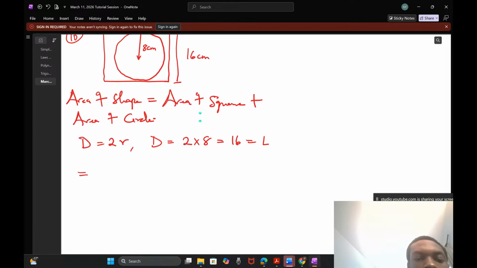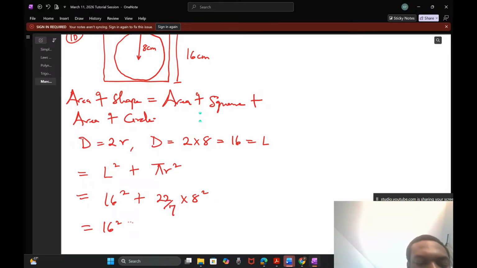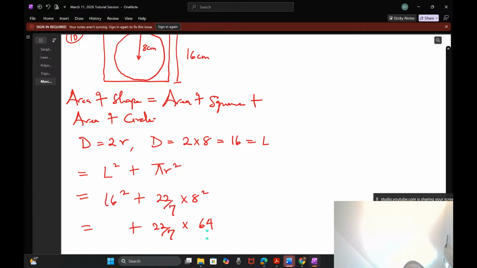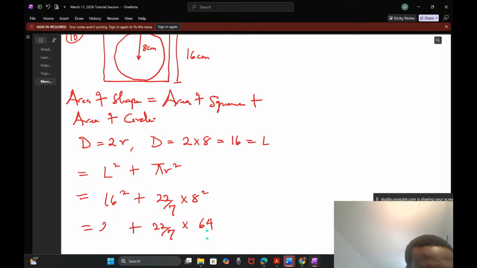So in this case, the area of square is L squared. So that's L squared plus pi R squared. Okay. So that's 16 squared plus 22 over 7 times 8 squared. Okay, 16 squared plus 22 over 7 times 64. Sorry, let me put 16 squared. 16 squared, let me see what it is. So that's 256.